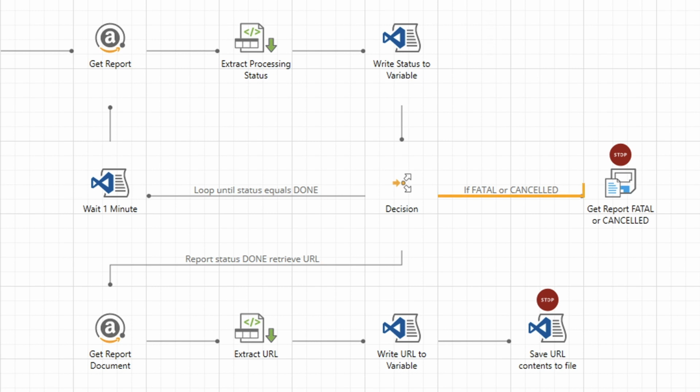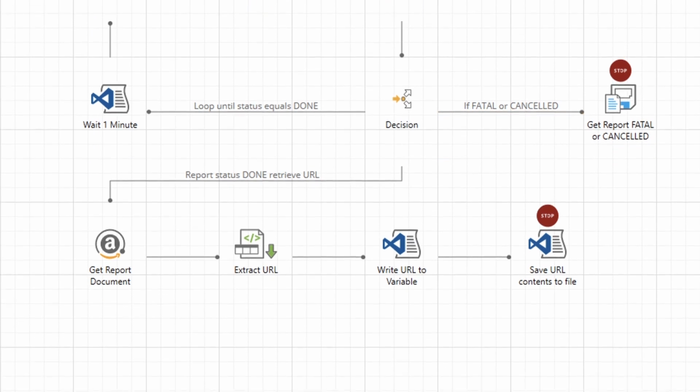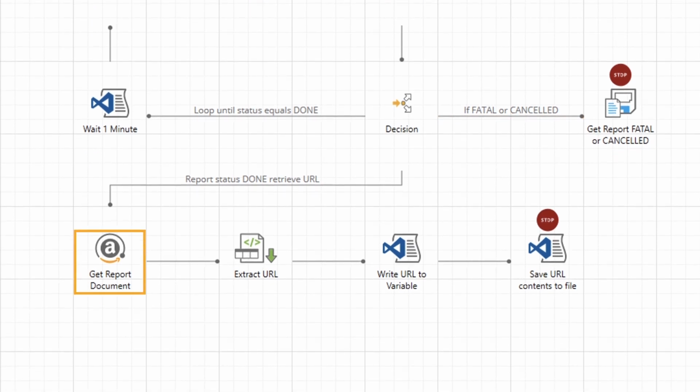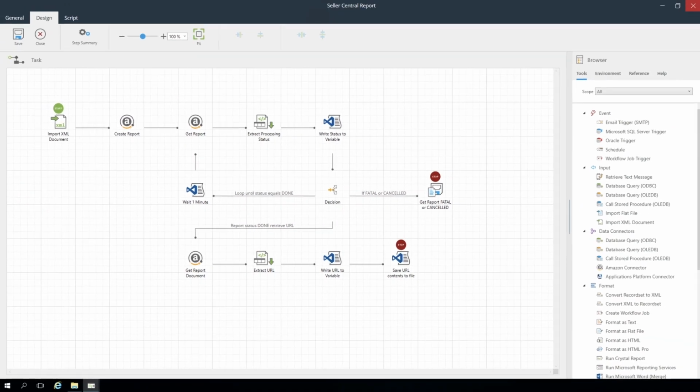This task also includes error handling if the report status is returned as fatal or cancelled, saving the response to disk. The final part of the task retrieves the resulting report URL from Amazon, before converting the contents to a record set, writing the record set to a variable, and finally, outputting the report as a file to a folder. Let's look in more detail at the required elements.